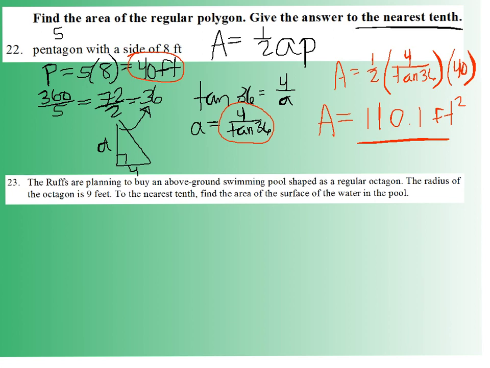Alright, number 23 says the refs are planning to buy an above-ground swimming pool shaped as a regular octagon. So that's 8 sides. The radius of the octagon is 9 feet. To the nearest tenth, find the area of the surface of the water in the pool. So again, we're just finding the area. So we know nothing right away because it gives us the radius. But we can say 360 divided by 8 is 45, divided by 2 is 22.5. And this is half of our central angle. So when I draw that triangle, this is 22.5 in here.